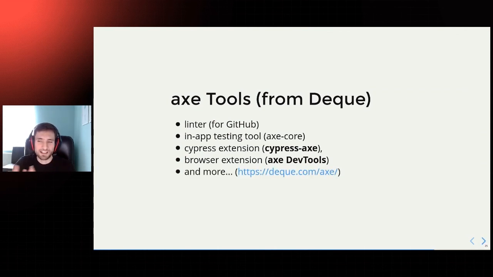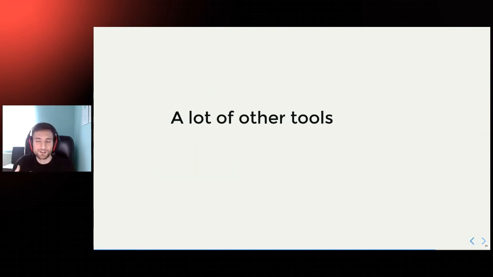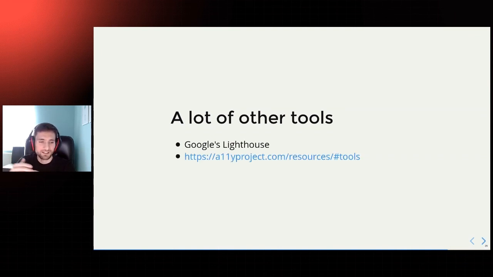And there is much more that they have, so you can go check on the page. And in general, there are a lot more tools that I don't have time to list all of them. But for example, Lighthouse also has this inspection mode for accessibility violations. And if you want to check more, there is this nice, huge list of the best tools that we have available, which is a good place to start if you are looking for something specific.